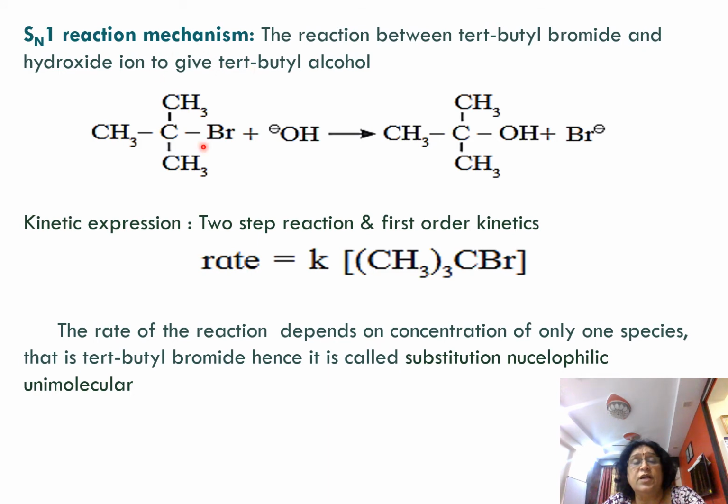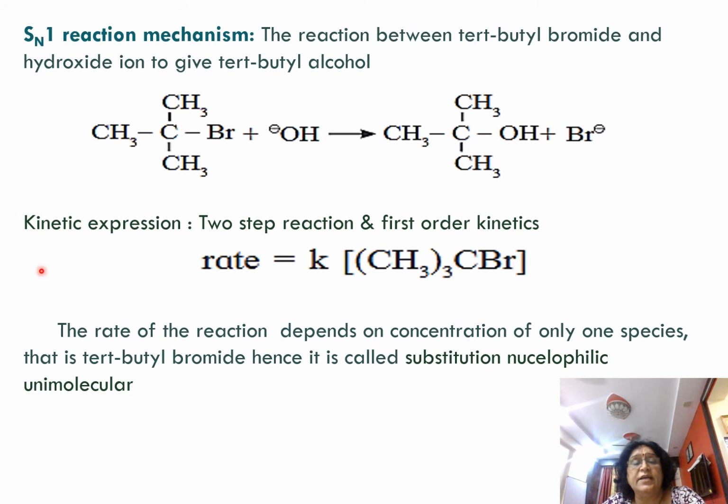When tertiary butyl bromide is reacted with the nucleophile OH, which is provided by aqueous KOH or aqueous NaOH, it gives tertiary butyl alcohol plus bromide ion. So basically the reaction between tertiary butyl bromide and hydroxide ion to give tertiary butyl alcohol follows the SN1 reaction mechanism.